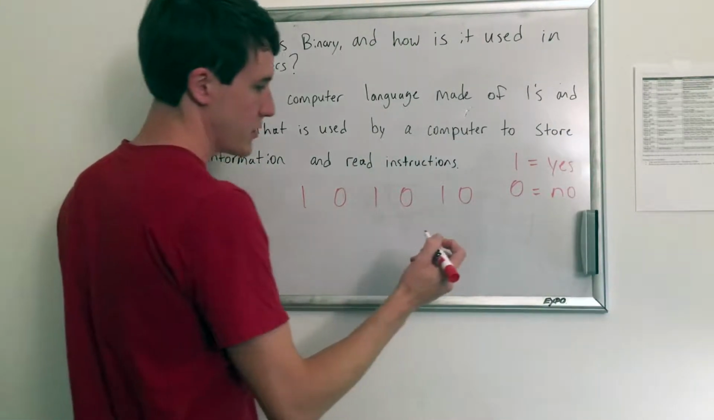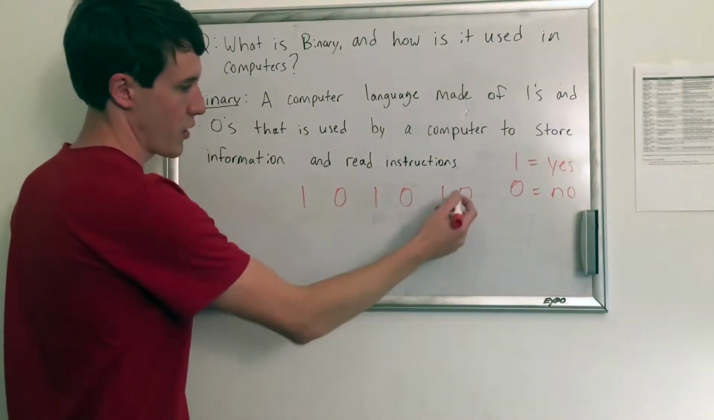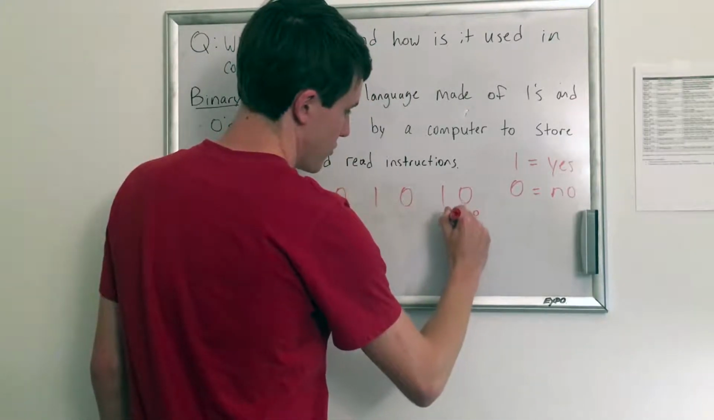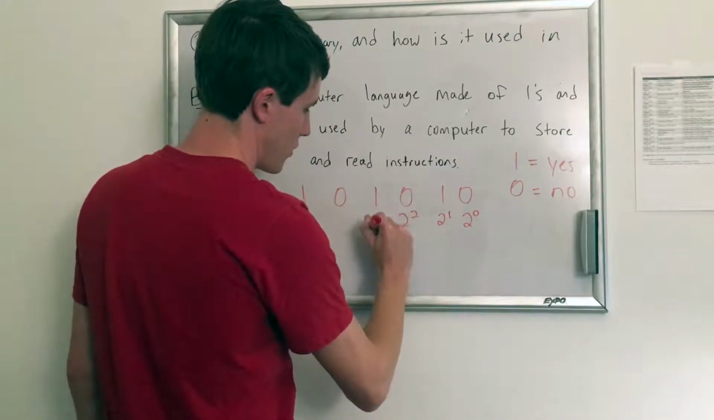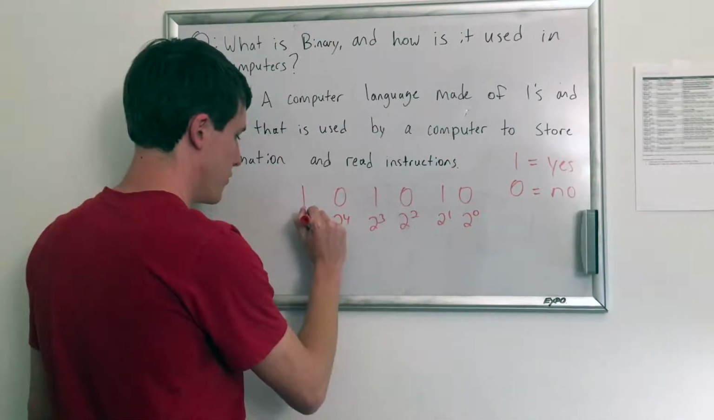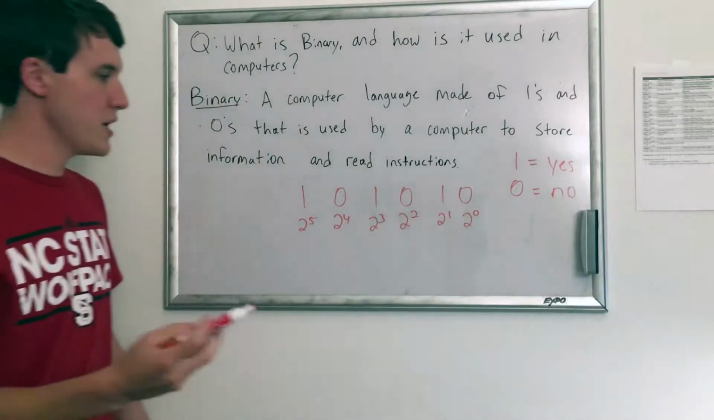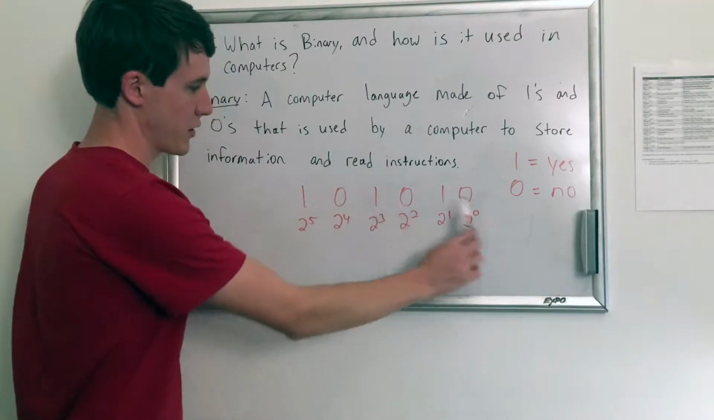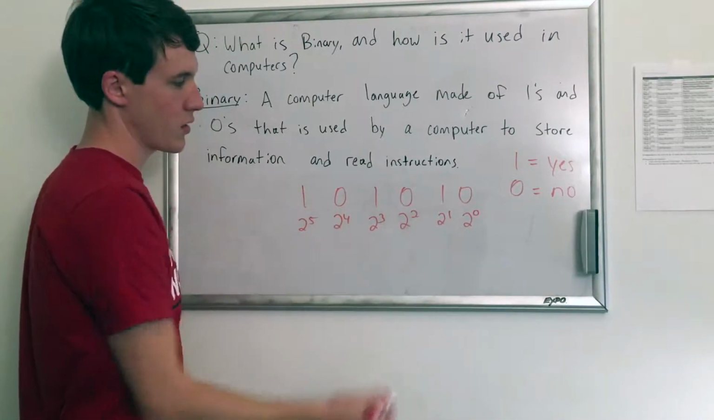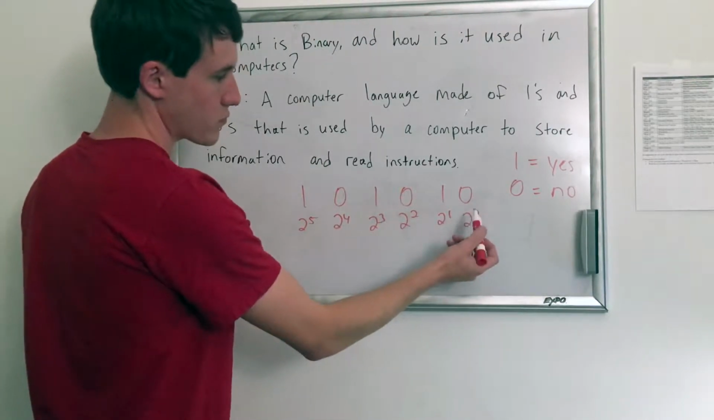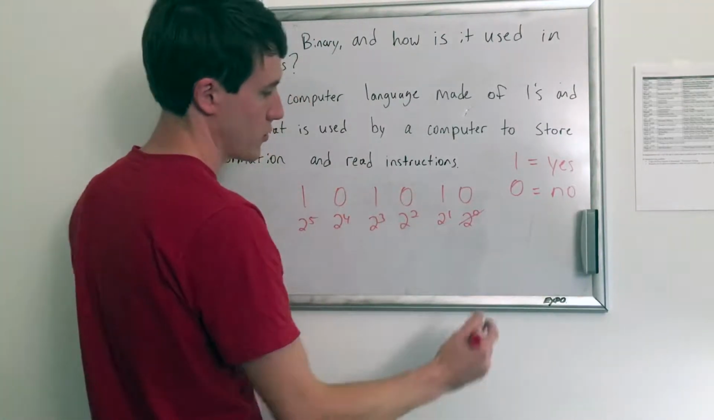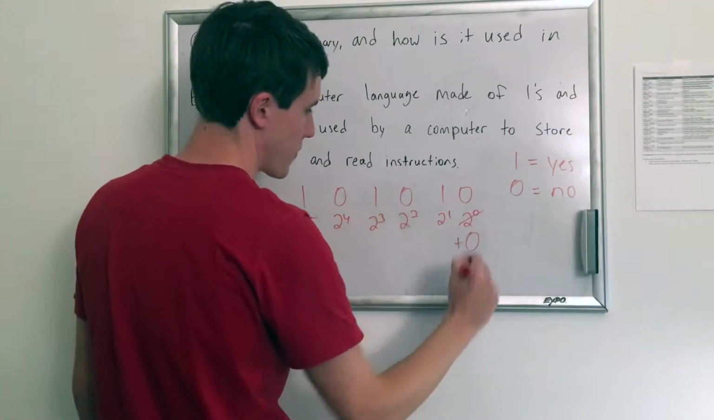So starting at a power of 0 on the far right, this place actually means 2 to the 0, this is 2 to the 1, 2 squared, 2 cubed, 2 to the 4th, and 2 to the 5th. And so to get the meaning of this binary code, you're going to add up the values from each place. So in this case, 0 means no, so you don't include 2 to the 0. So we can mark that out, but put a 0 there for a placeholder.